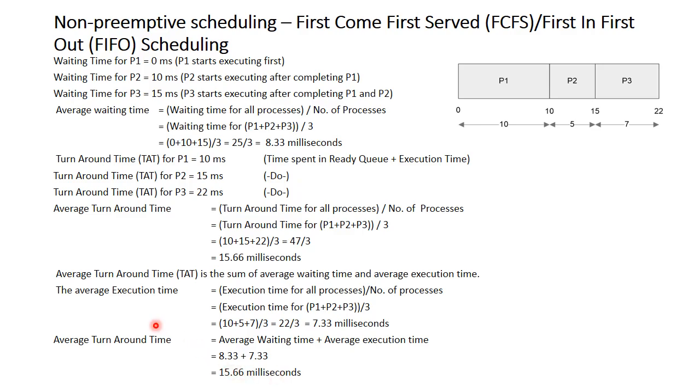So if we calculate in this way or directly, we get the same answer, 15.66 milliseconds. So the average turnaround time can be calculated as the average of the turnaround times for all the processes, or as the sum of average waiting time and average execution time. So there are two methods to calculate average turnaround time.